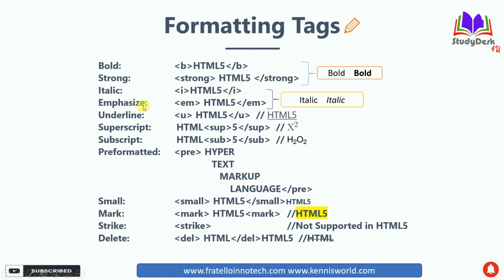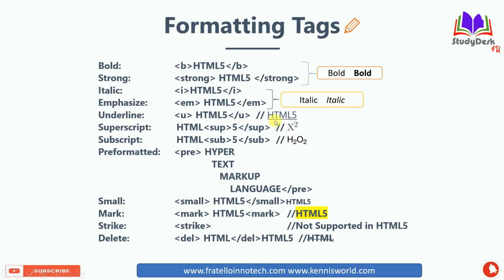And the next one is emphasize. Emphasize is also used to style your content in italic format. So we can use this EM for italic. For this, the tag is starting EM and closing EM with content in between. If you observe, I have normal content, and for the second one I applied EM, so it gives italic text formatting. And the next one is underline.